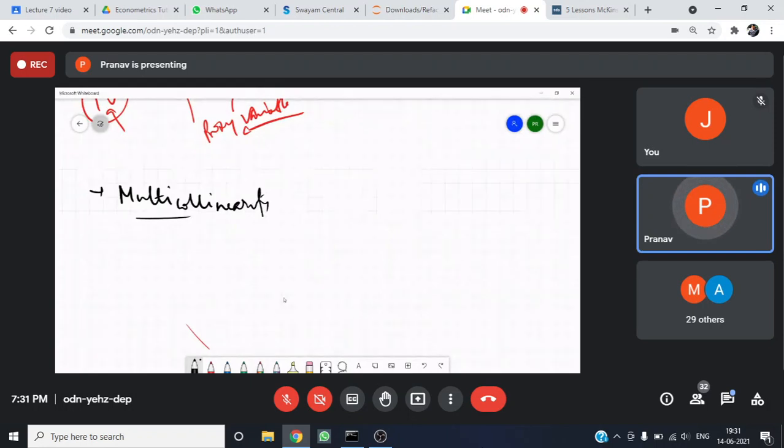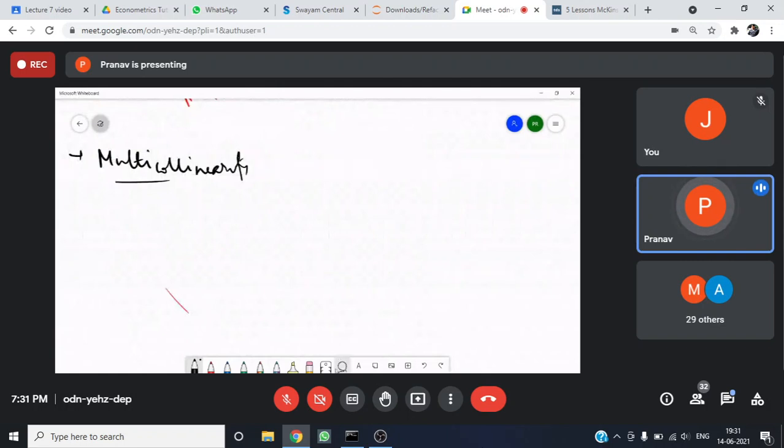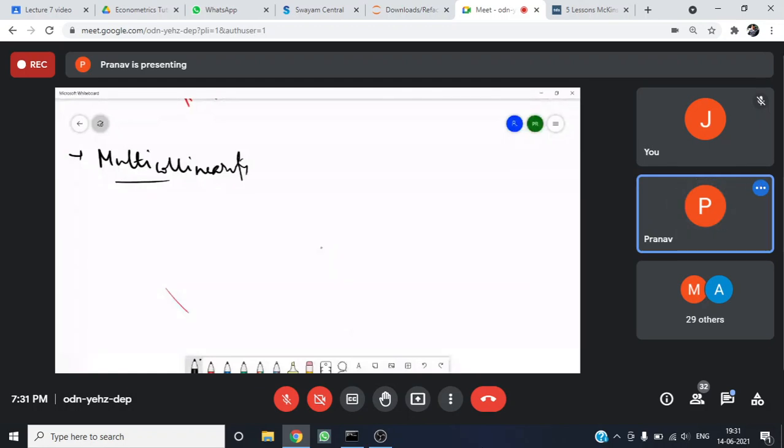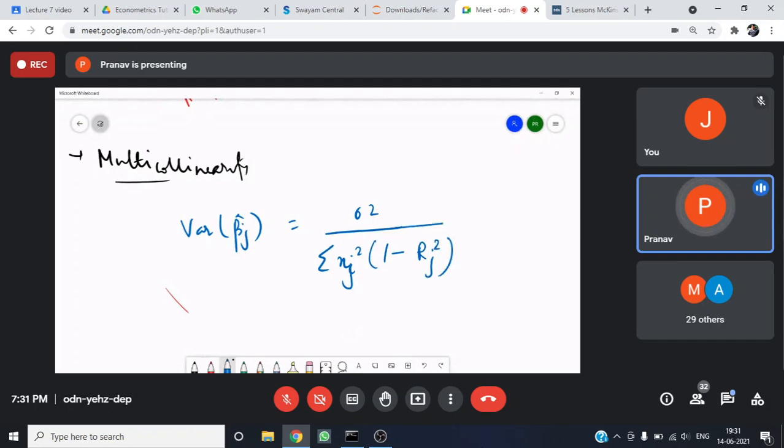Now, again, multicollinearity is a problem when you have the explanatory variables perfectly correlated with each other. And where exactly you find this correlation factor in the linear regression model is in the variance covariance matrix of the OLS estimator. So simply, the variance of one particular OLS estimator, which is nothing but the elements on the principal diagonal of the variance covariance matrix of the OLS estimator, is your sigma square upon summation xj square into 1 minus rj square. This is the variance.